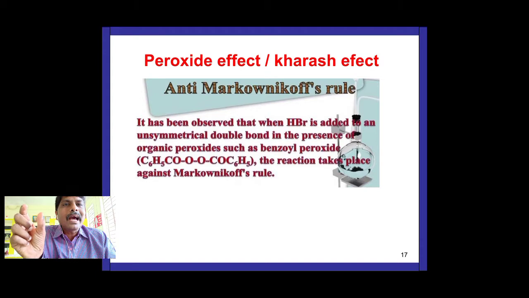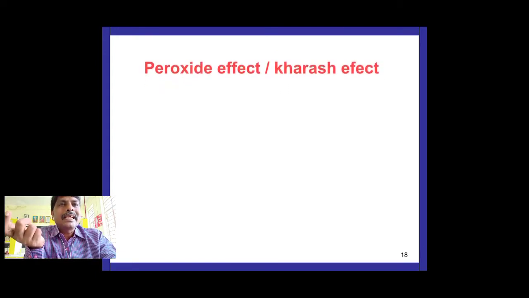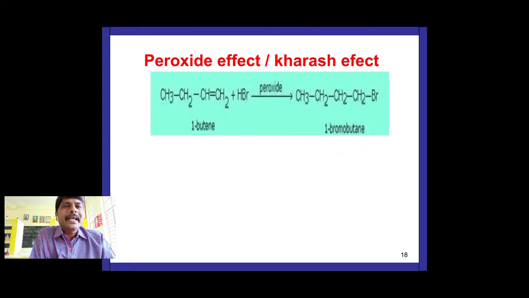If it adds to the double bonded carbon atom having less number of hydrogens, then that is Markovnikov rule. If the negative part adds to the double bonded carbon atom having more number of hydrogens, then this is called anti-Markovnikov rule or peroxide effect or Kharasch effect. You can see this example also. Here taken one butene, HBr is there. So anti-Markovnikov rule you can observe only in the addition of HBr. It is not applicable to the addition of HCl and HI.